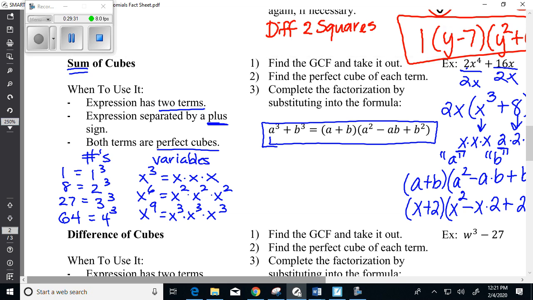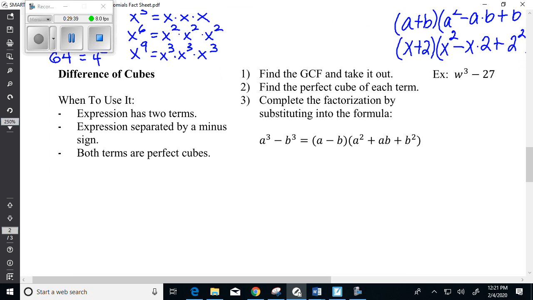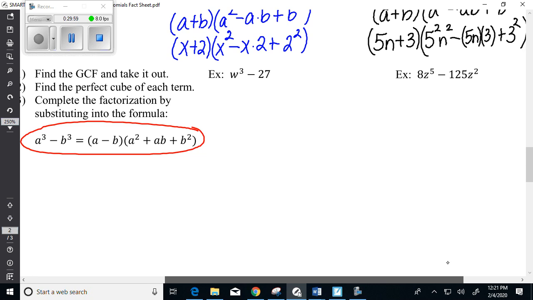Difference of cubes is the same set of rules. The only difference with difference of cubes is the formula changes. The only thing that changes is the formula. More importantly, the signs inside of the formula. So that's really the only difference between sum of cubes and difference of cubes. So we're going to roll right on into examples with difference of cubes.